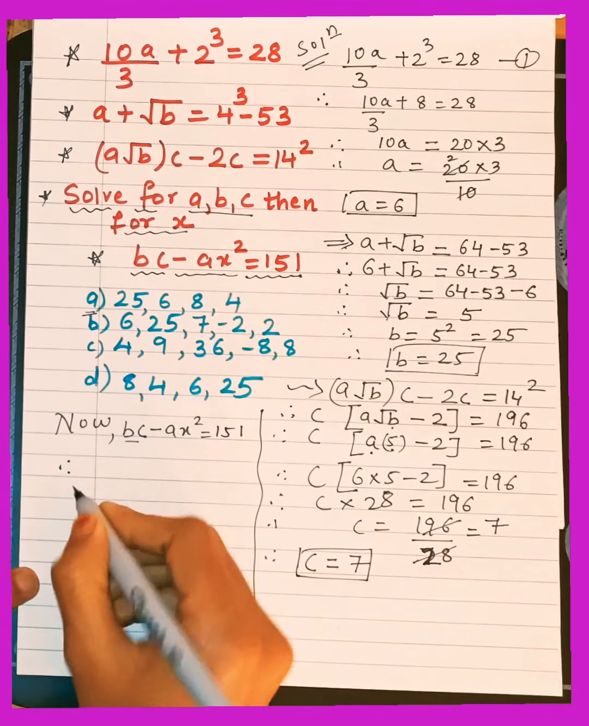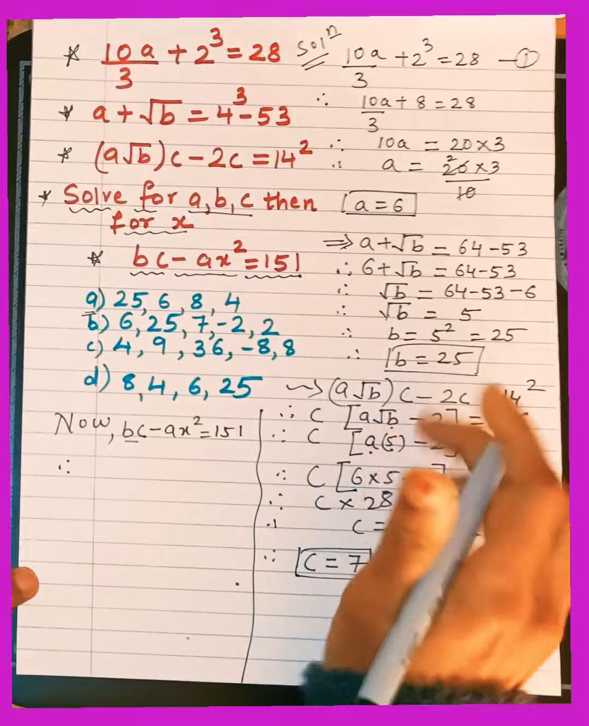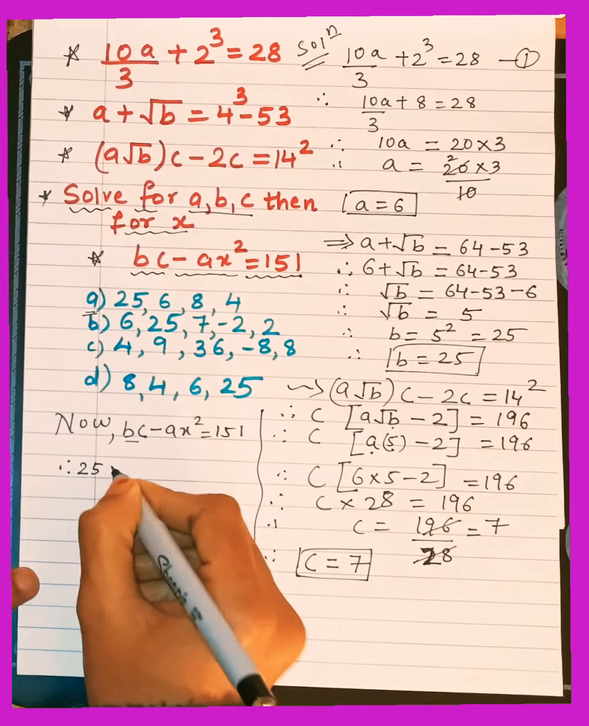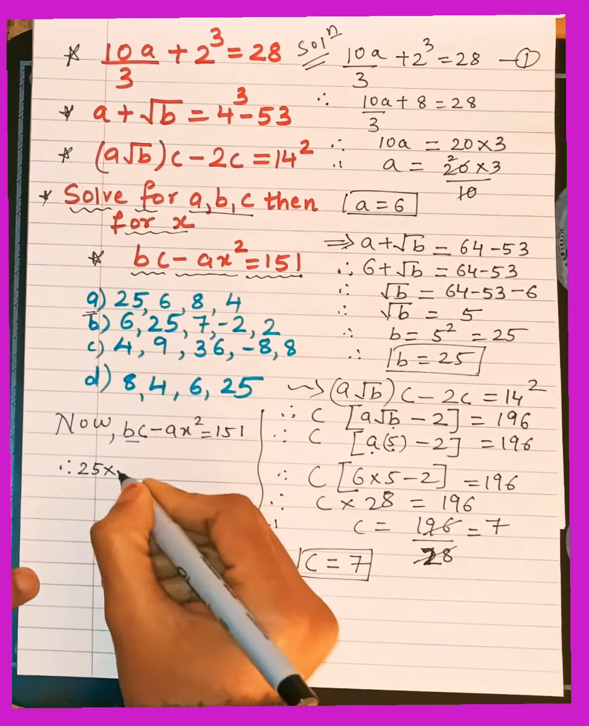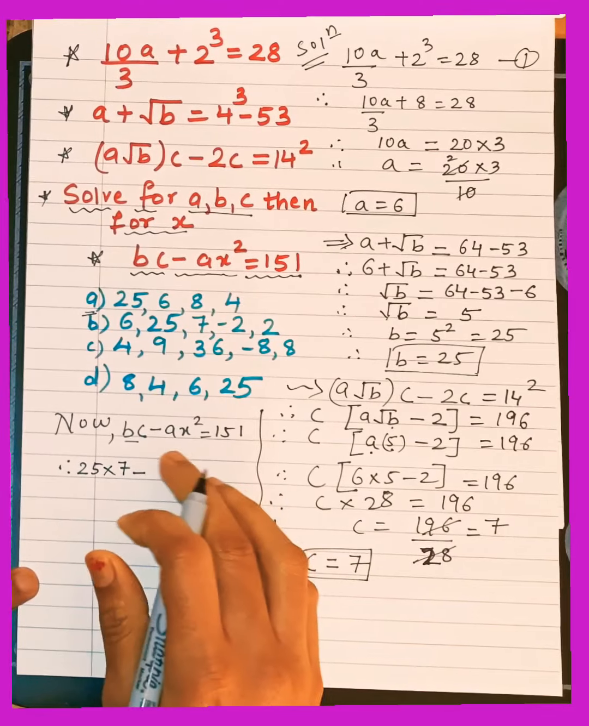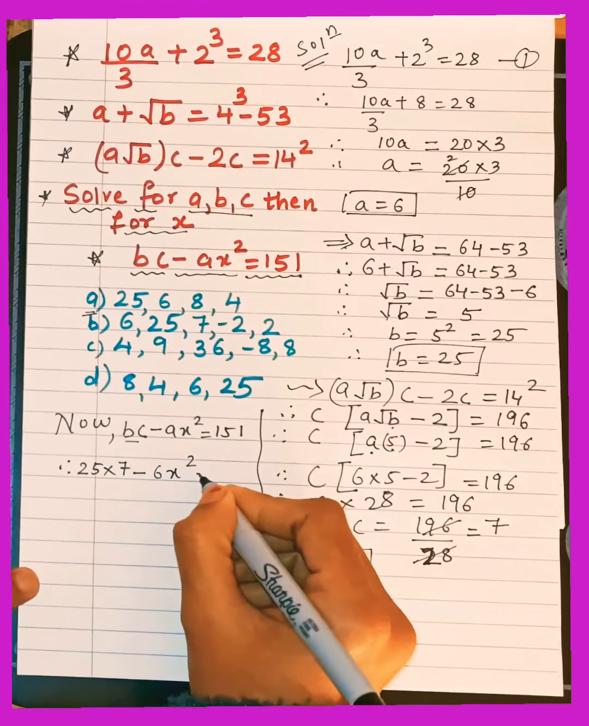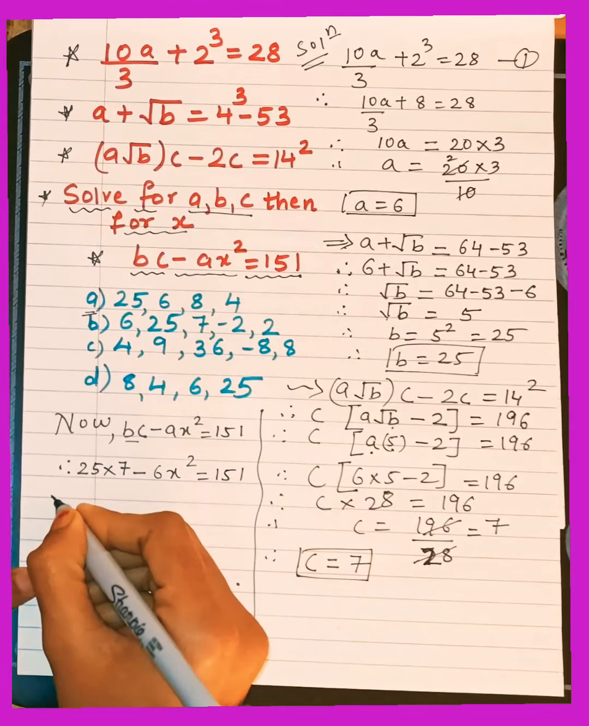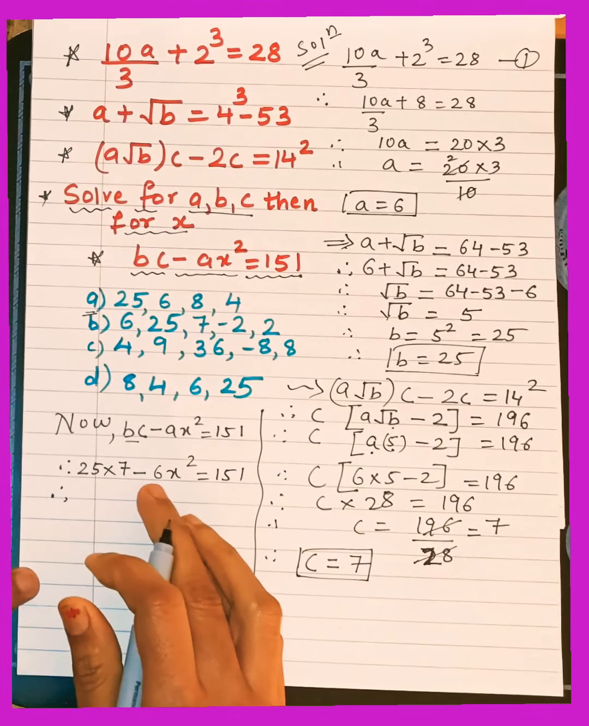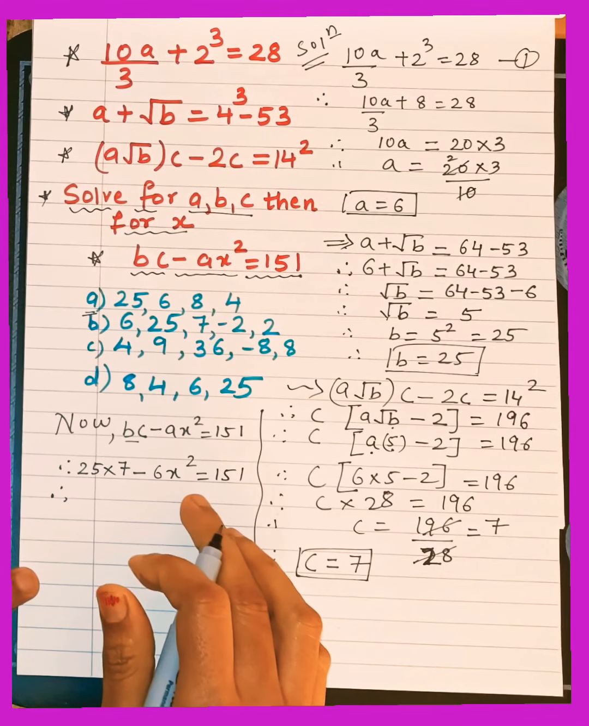So, BC. What is B? If you see, B is 25. So 25 multiplied by C. C is 7, minus AX square. What is A? A is 6. So 6x square equal to 151. Now, 25 into 7 minus 6x square equal to 151. This is the equation we are getting.